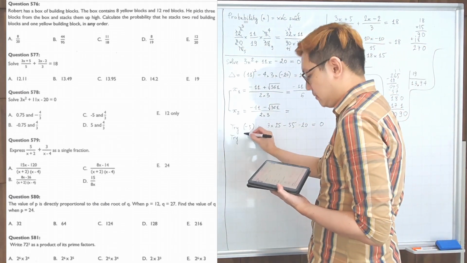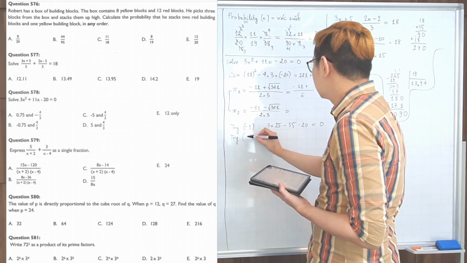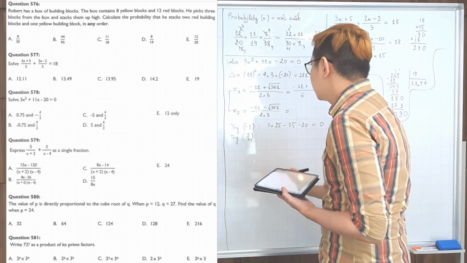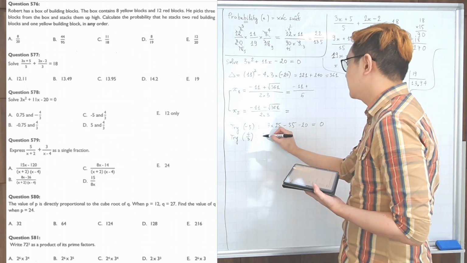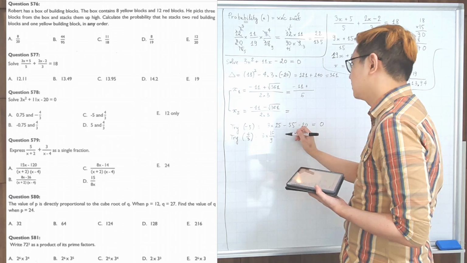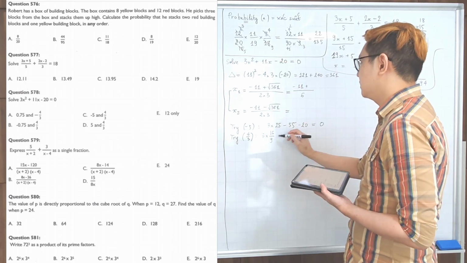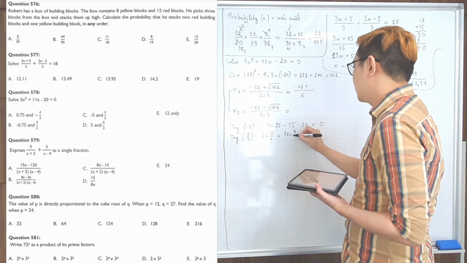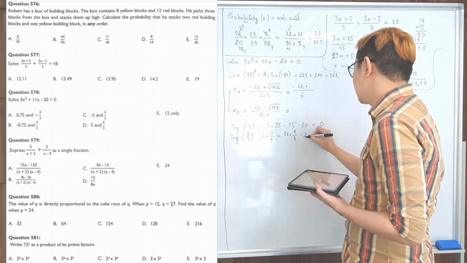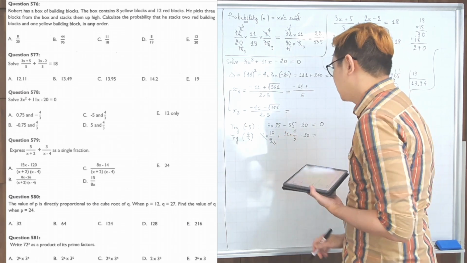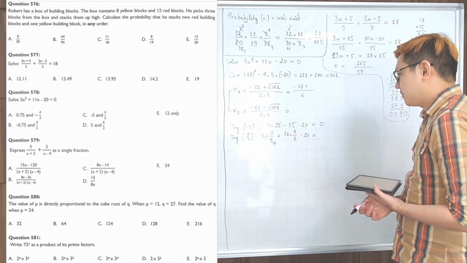Try 4 over 3. So you should have 3 times 4 over 3 squared, which is 16 over 9, plus 11 times 4 over 3, minus 20 would equal to 16 divided by 3, oh dear.